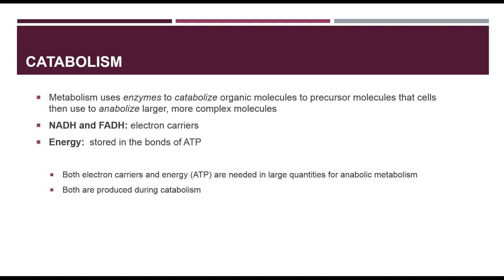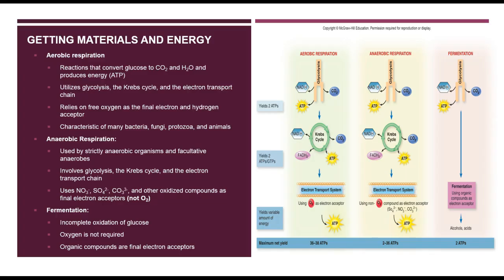Catabolism is going to involve 2 electron carriers, NADH and FADH, and energy. So the energy that is stored in the bonds of those organic molecules will then be released as those bonds are broken, and we get their smaller precursor molecules. Both electron carriers and energy are needed in large quantities for anabolic metabolism, and those molecules are produced during catabolism. So catabolic reactions help to ensure that anabolic reactions take place.